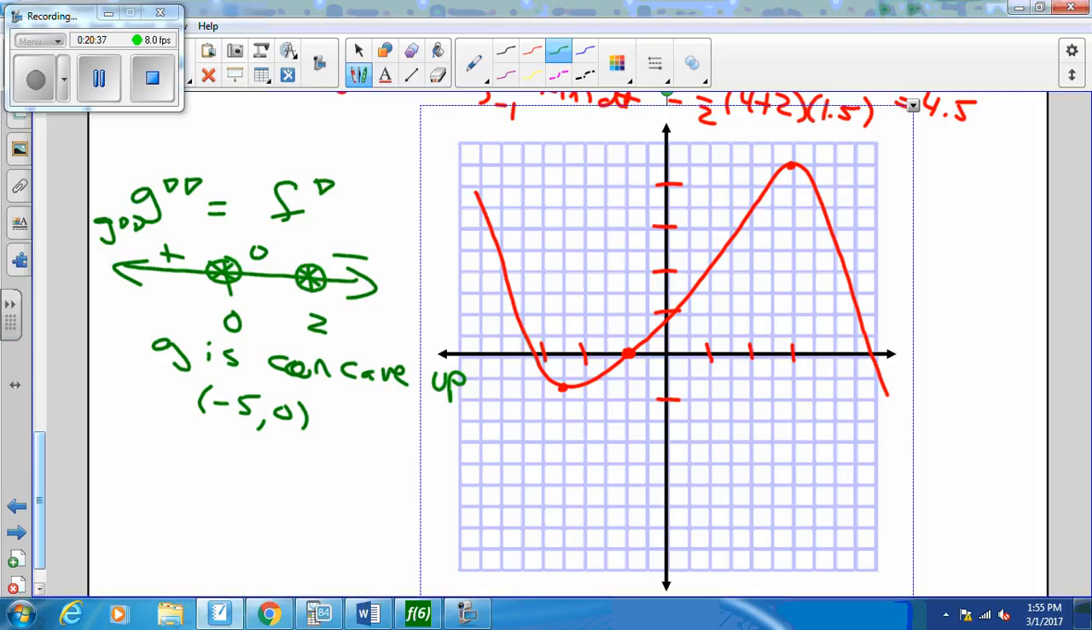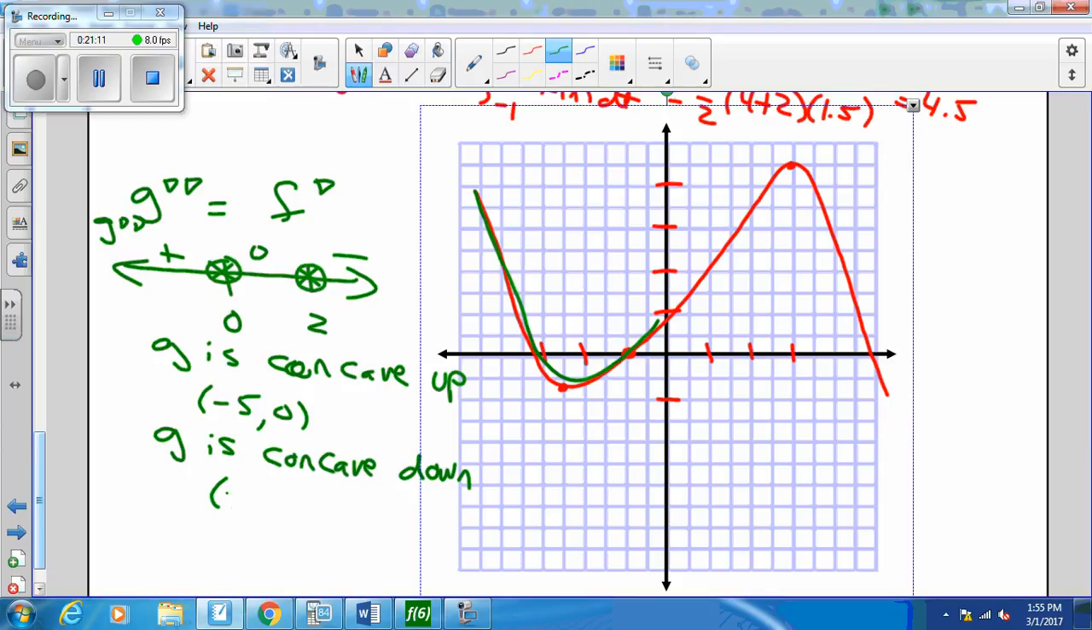Negative 5 to 0. And when I look at my graph, I'm pretty satisfied that my g that I drew is concave up from negative 5 to 0. Yes. So, we find G double prime because we can check it. Yes, it allows us to check. If I've drawn my graph right from G prime, then G double prime will not add a whole lot to it, but it should be consistent with it.